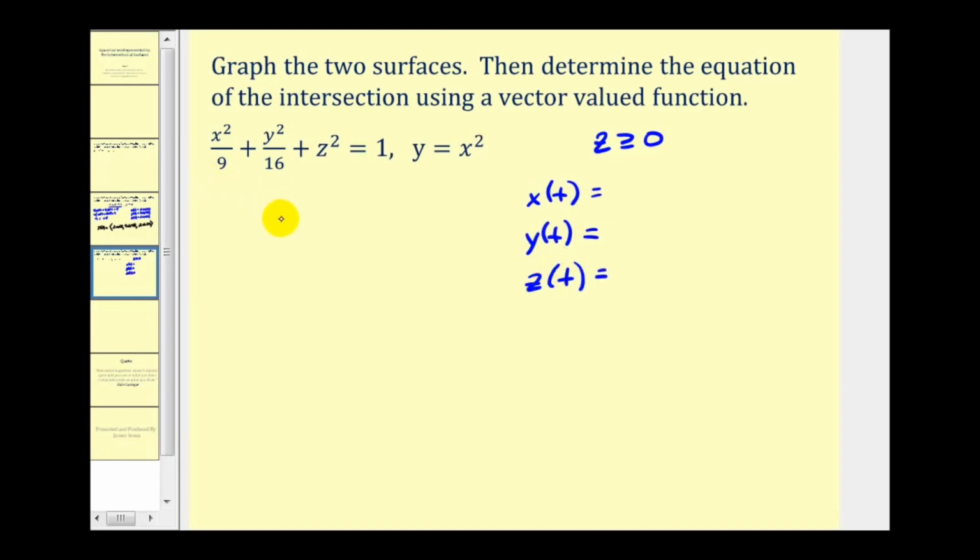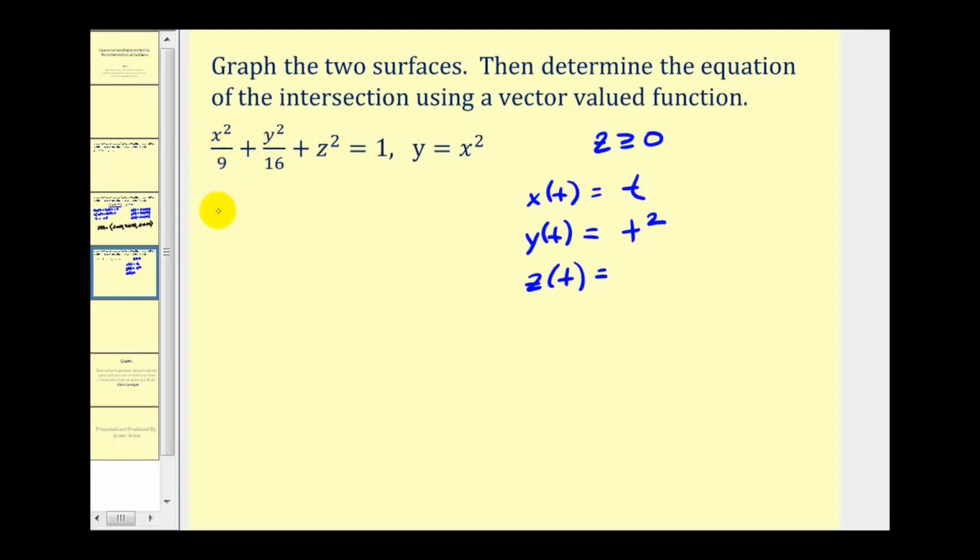Now this does not remind us of any trig identity that we're aware of, so this one is going to take a little bit more work. Let's take a look at the second equation first. If we have y equals x squared, if we let x equal t, that would make y t squared. So these two equations satisfy the second equation. Now we're left trying to satisfy this first equation in terms of x, y, and z. But now that we've already defined x and y, let's go ahead and perform substitution in for x and y.